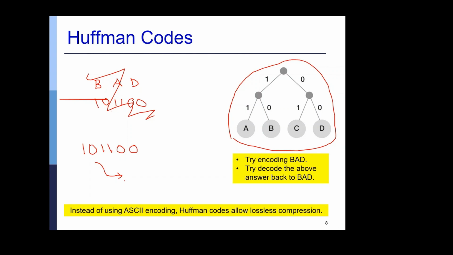So you will look at this. Okay, 1, 0 is B. So okay, this is B. 1, 1. Okay, it's A. And then 0, 0. See, you decode it back to the word bad.